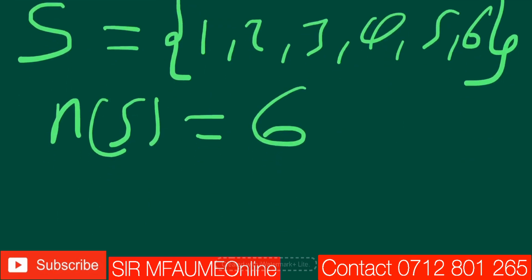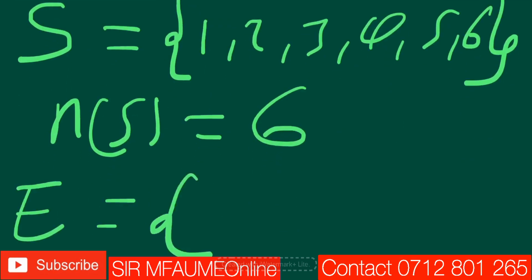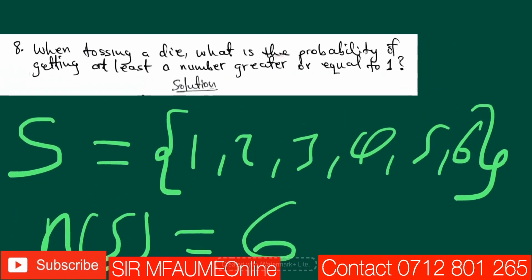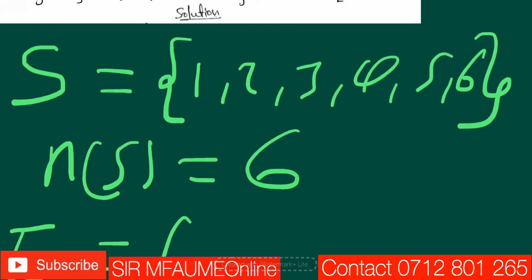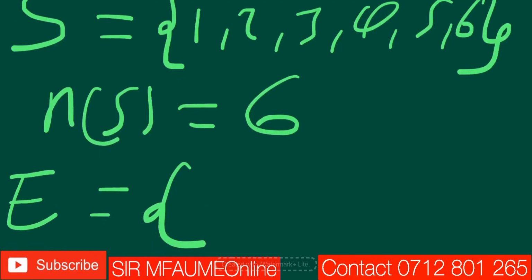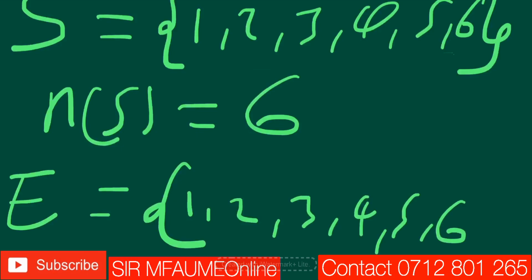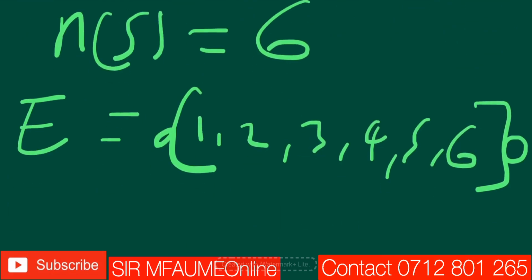Okay, how about my event? My event here is to find the number at least greater or equal to 1. So you have to find the numbers which are at least greater or equal to 1 from your sample space, because we know an event is always obtained from the sample space. Which numbers are greater or equal to 1? 1 is greater or equal to 1. Then 2 is greater or equal to 1. Then 3, 4, 5, up to 6. Also it is greater or equal to 1. So this is my event.